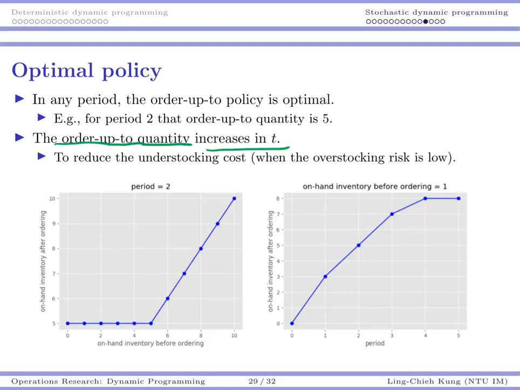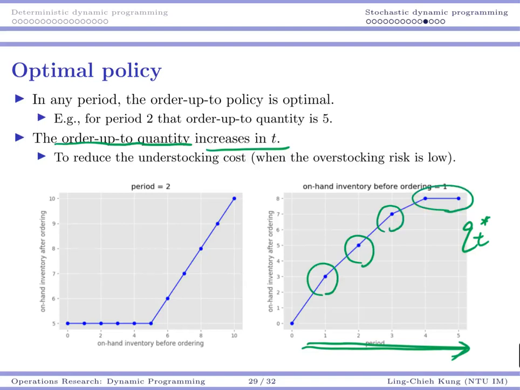We may also see that the order-up-to quantity actually increases in t. When you have more periods, as you move from 1, 2, 3, 4, 5, your Qt star goes up. This is 3, this is 5, this is 7, these are 8. That means when you know that you have more periods to go, you prefer to have more, because in that case your overstocking risk is low. You still have many periods to go. Why not have more inventory on hand?